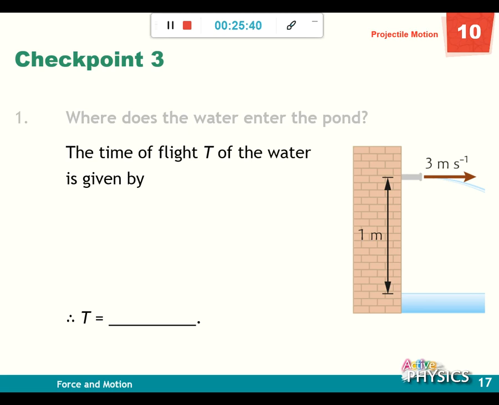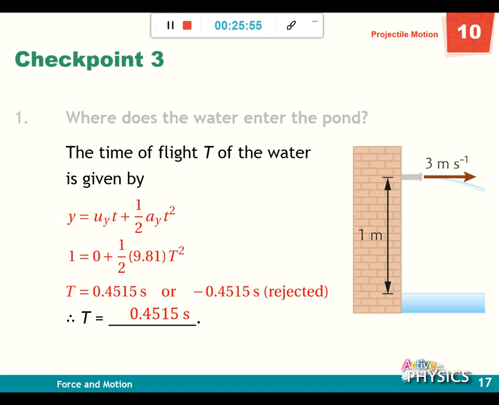And how about the time of flight? Once again, for the time of flight, focus on the vertical part. Vertical displacement should be 1. Because you take downward as positive, this one should be positive 1. Gravity 9.81 should also be positive. Then apply this formula. Y is positive 1, Uy is 0, Ay should be 9.81. Substitute it, the negative root will be rejected, only the positive one. Then this one is the time of flight. The time for the water to reach the sea level should be 0.4515 seconds.